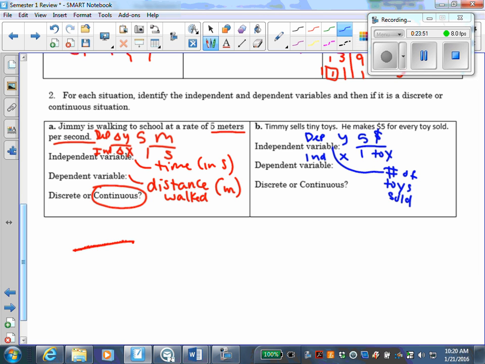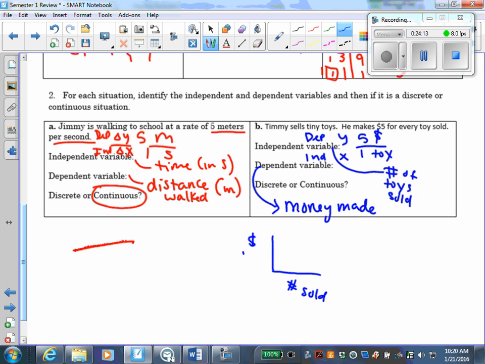The dependent variable is going to be money made. We don't include the numbers in this. The number is part of the slope, not part of the variable. Discrete or continuous, so think about it. He can sell one toy. Let's see if we had a graph with numbers sold and money made.